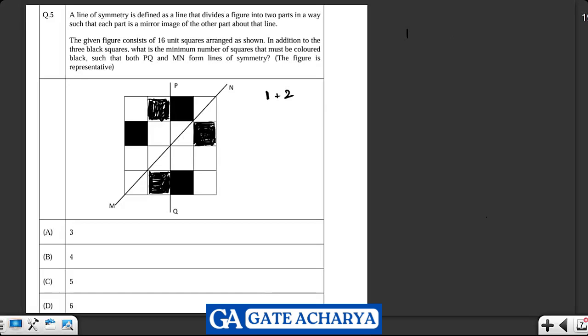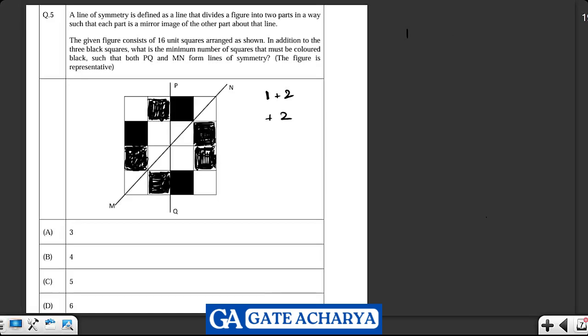Now PQ is similar, but what about MN? Let's see whether MN is similar or not. The MN similarity issue is again popping up, because I colored this new one, I have to again color this as well. So one here, you can see that it is similar, and one again here. So 2 more squares I have colored.